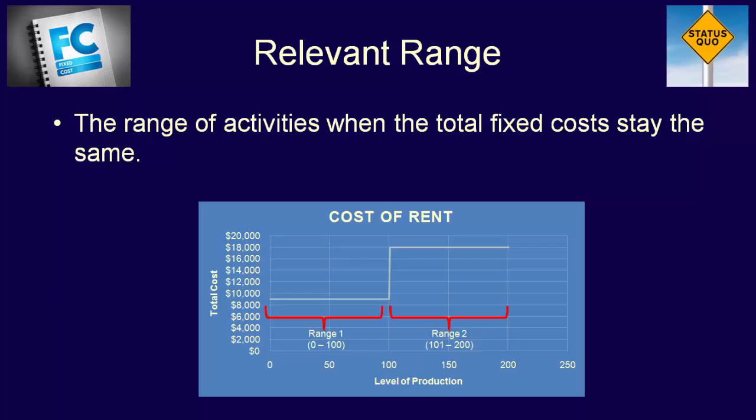A relevant range is a range of activity where the cost behavior is a straight line. From 0 to 100 units, the cost behavior is a perfectly straight line at $9,000, so that is a relevant range. We also have a second relevant range from 101 to 200 units. That's because within this range, the total fixed costs are also a straight line, just a straight line at $18,000. So the relevant range is the level of activity in which the total amount of the company's fixed costs does not change. Now, let's recap everything we've learned.